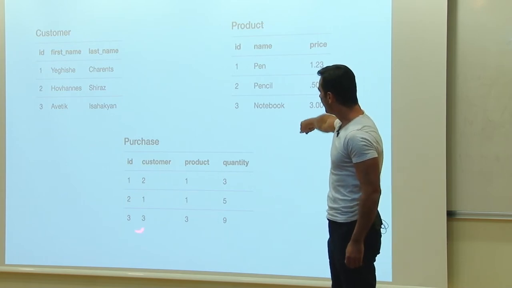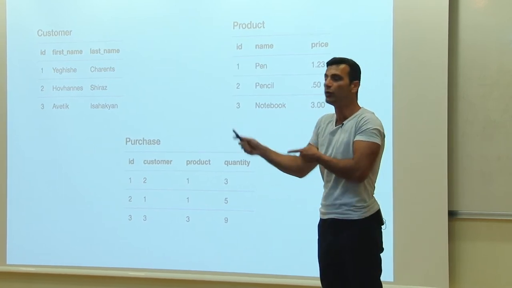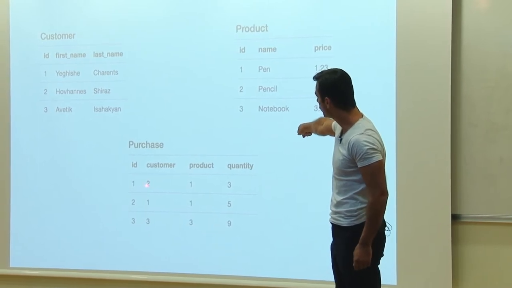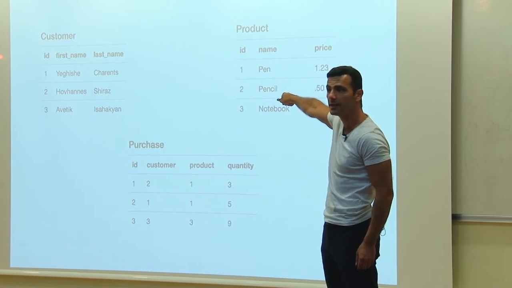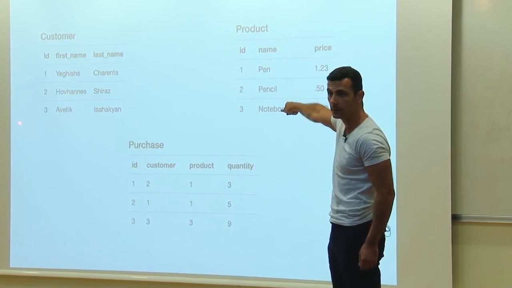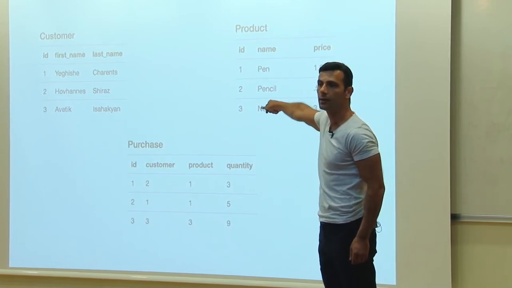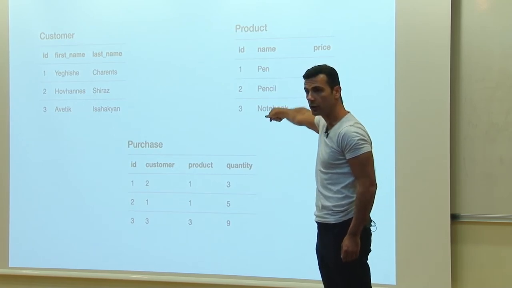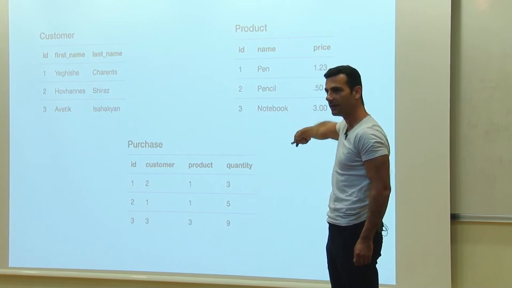Now note something interesting here: even though these are separate tables, the tables can refer to each other using an ID. So in this case, for example, this number 2 refers to Shiraz, which is in a completely different table, by Shiraz's ID, right? So there's a relationship being created across tables. From one table, you have a relationship to the other table. Relational.